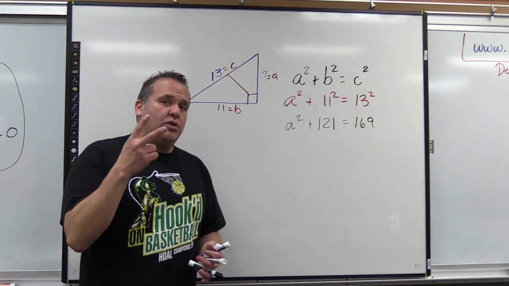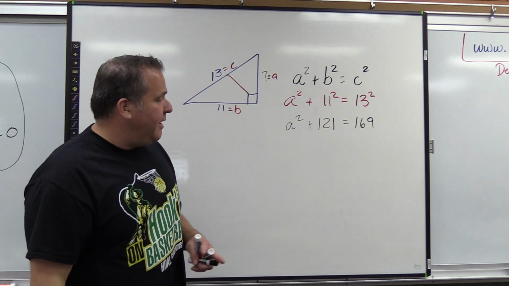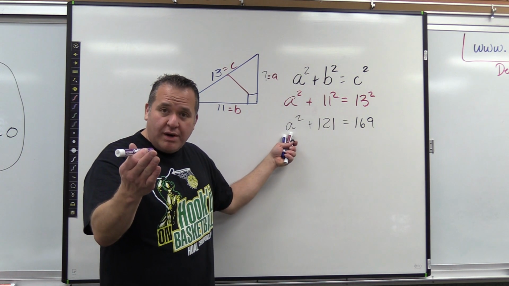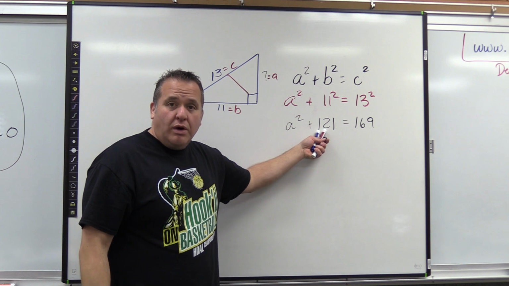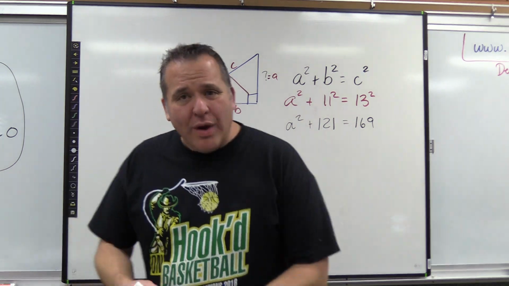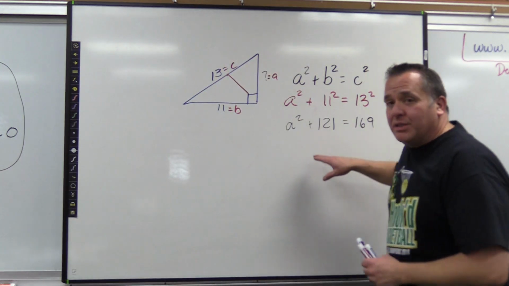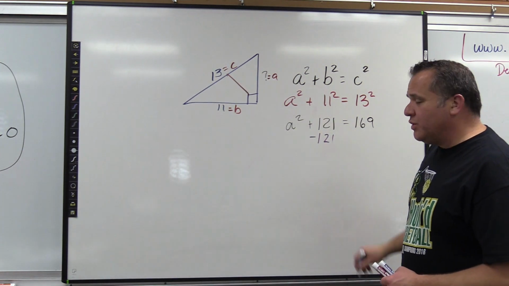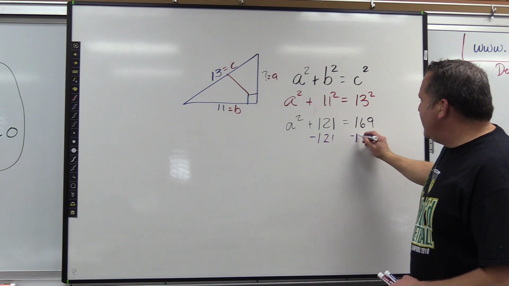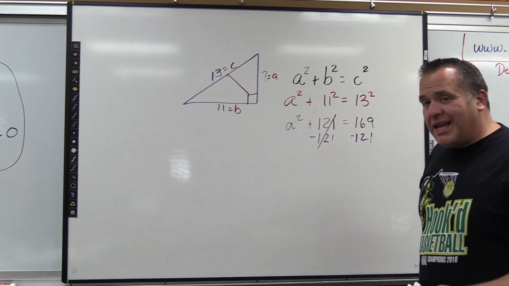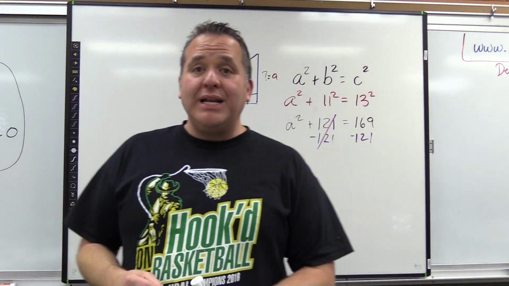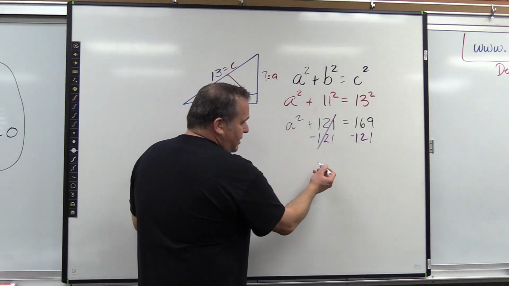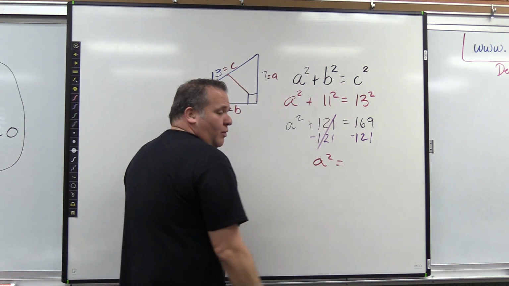Now what we're going to do is get A all by itself. It's a two-step process. First step, get rid of what's being added to the A squared, which is the 121. The way we get rid of it is by adding the opposite. What is the opposite of 121? Negative 121. We add that to both sides. Those cancel out because 121 minus 121 is 0, and we get A squared on the left.